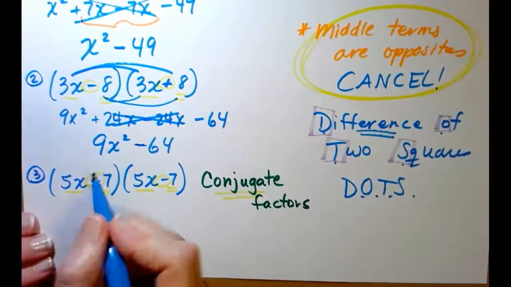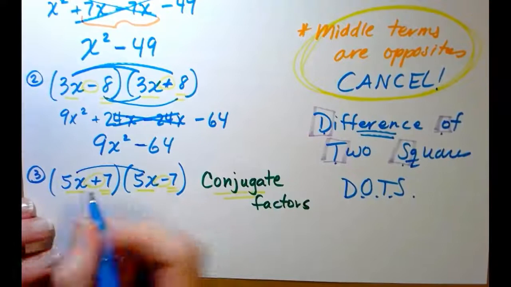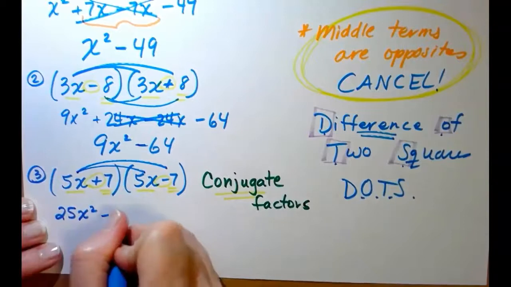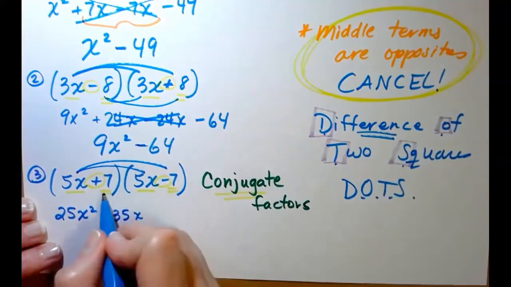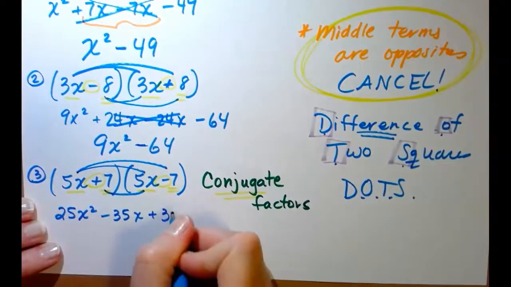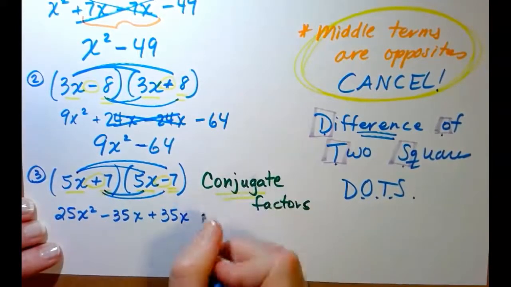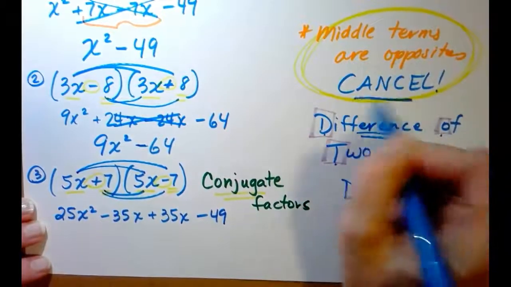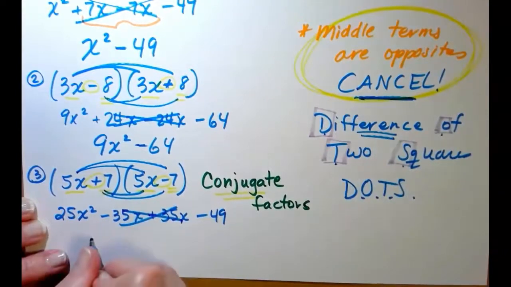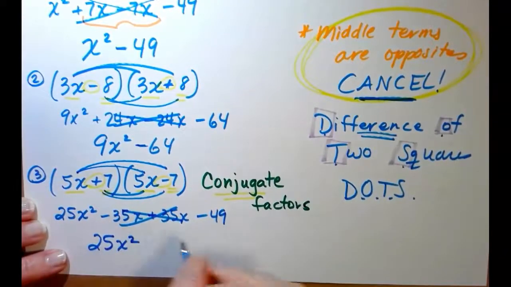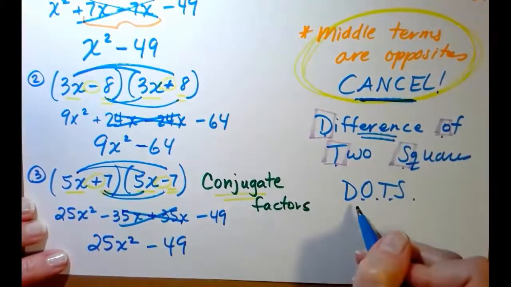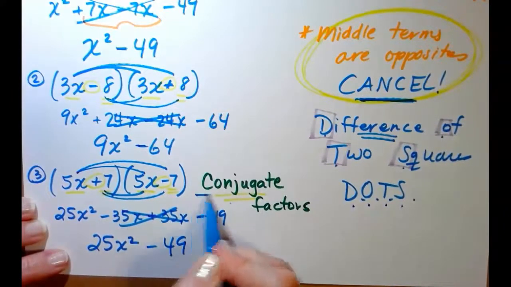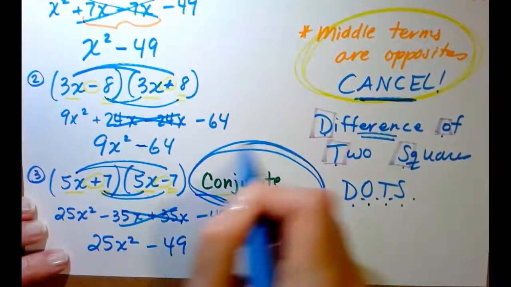So let's see it again on this last one. 5x times 5x is 25x squared. 5x times negative 7 is negative 35x. 7 times 5x is plus 35x. 7 times negative 7 is negative 49. Once again, the middle terms are opposites. They are going to cancel, and we get 25x squared minus 49, which again is the difference of two squares. How do we get the difference of squares? We multiply conjugate factors together.